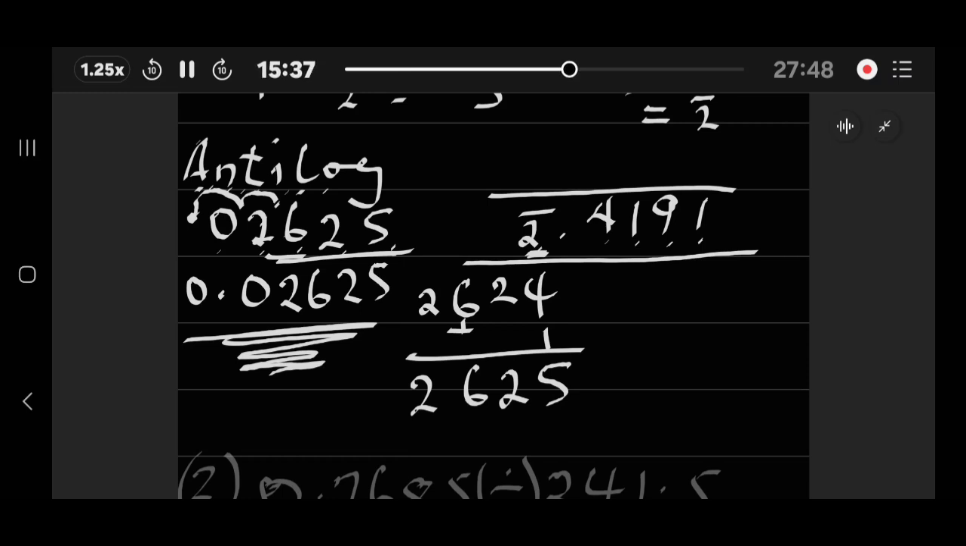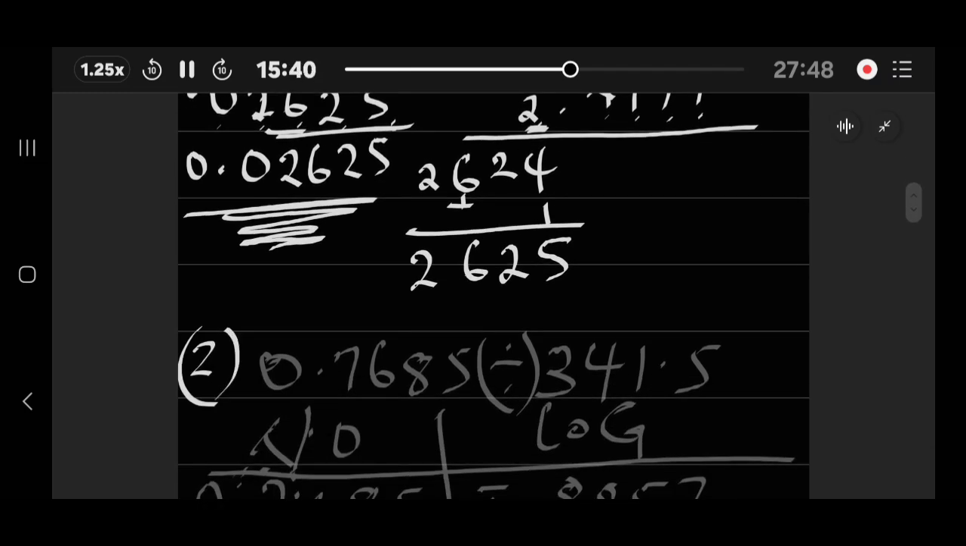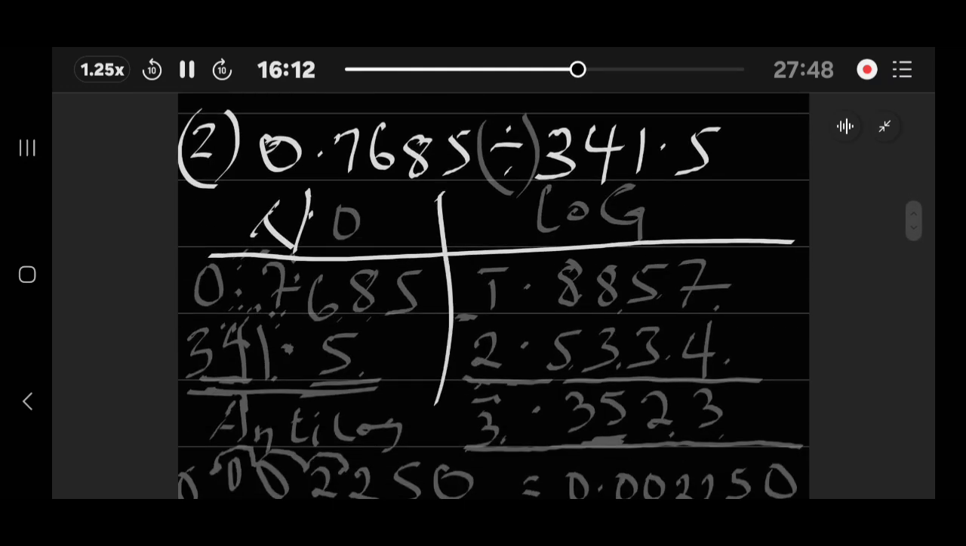Let's try another example. Example 2. Evaluate 0.7685 divided by 341.5. First thing, we draw our lines. Then we have our number here and we have our log here. The first number there, 0.7685. What's the first thing we are going to do is to get our integer.